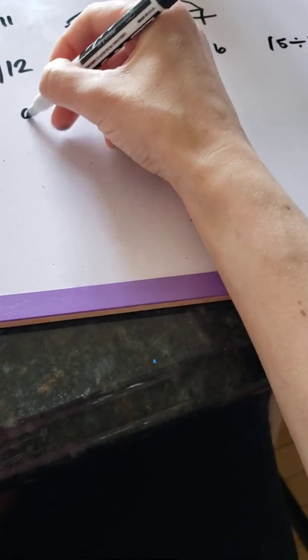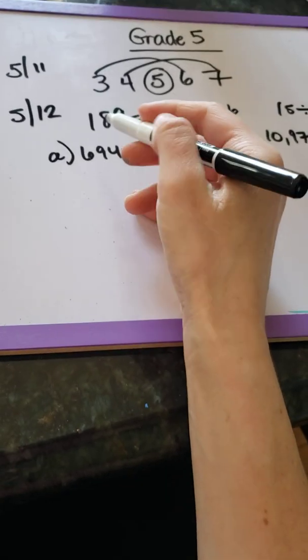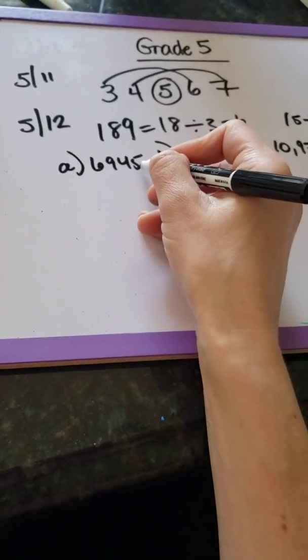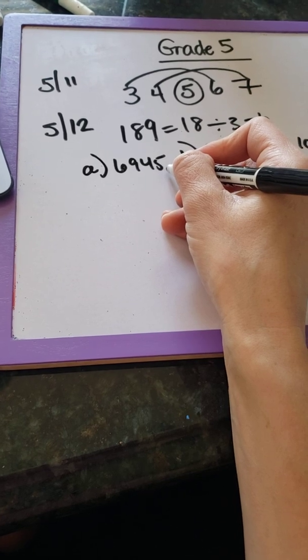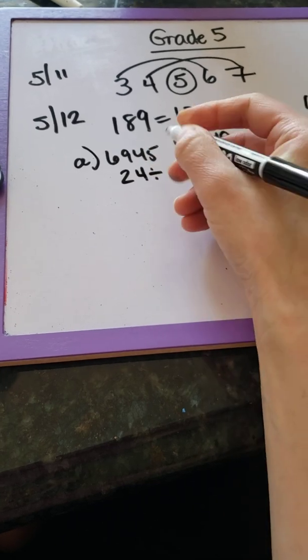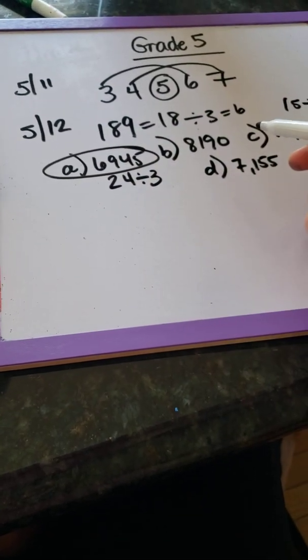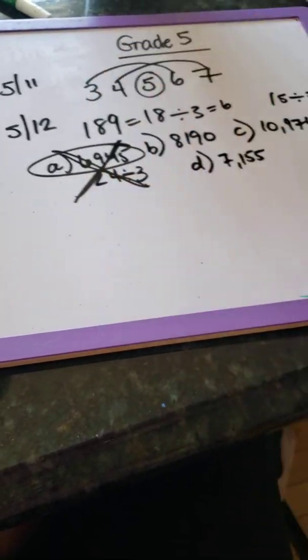Okay, so here we go. So we have A is 6945, B is 8190, C is 10,976, and D is 7,155. So I'm going to add up the digits and try to determine which one would not be divisible by 15. So 6 and 9 is 15. 15 and 5 is 20. 20 plus 4 is 24. 24 is divisible by 3. So that tells me that this number would be divisible by 15. So it's not this answer. I'm going to cross that out.